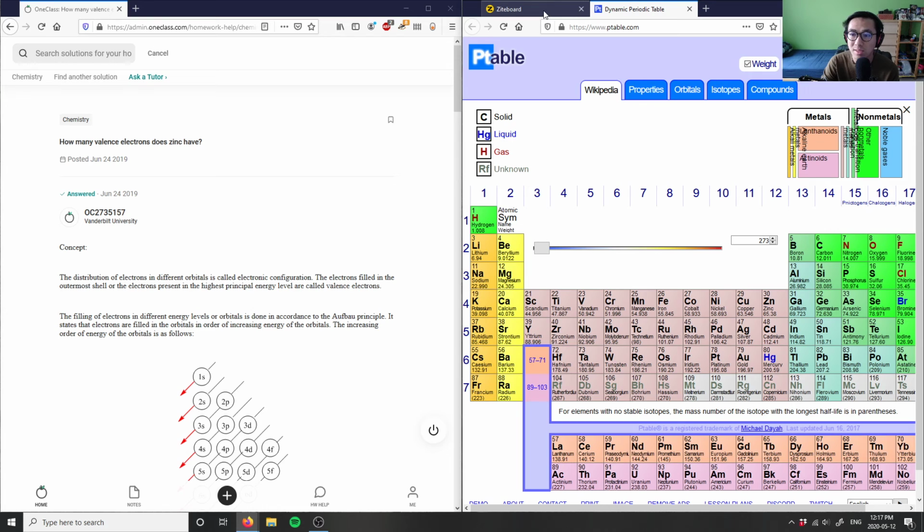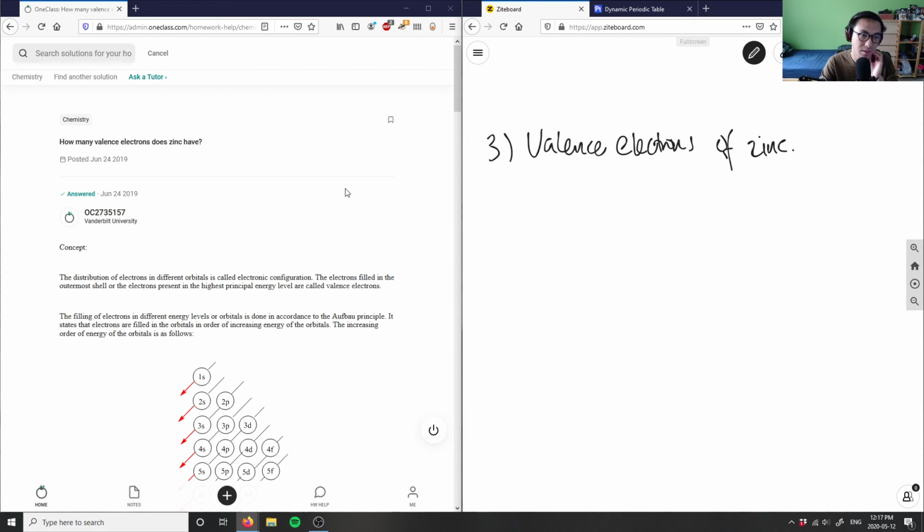And we want to know where zinc is, right? So we want the valence electrons of zinc. So zinc here is number 30. You can think of this as group 12, and this here is group 12, and then number 30 here. So we care about how many valence electrons zinc has.